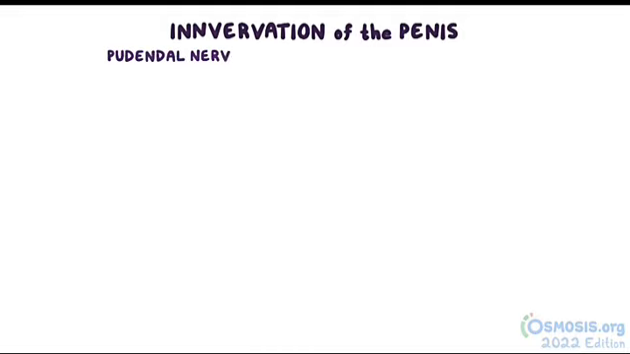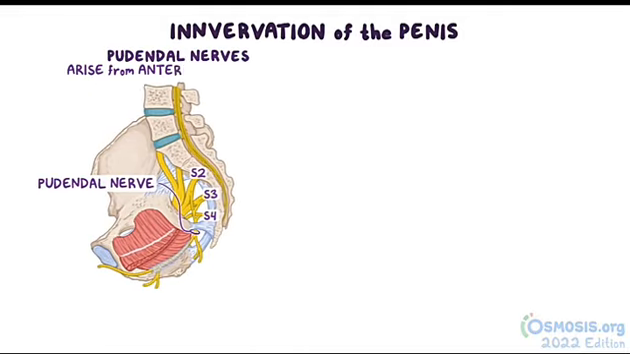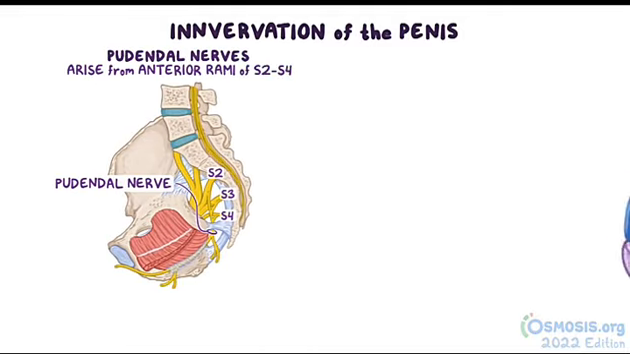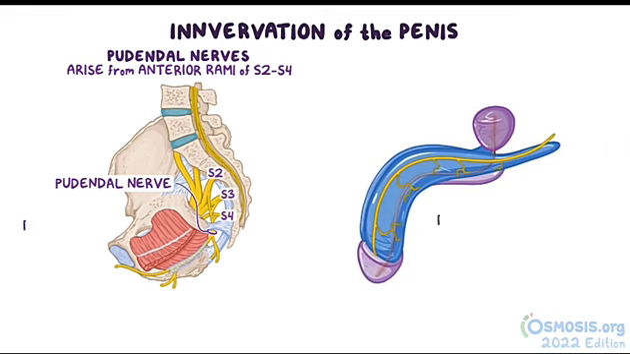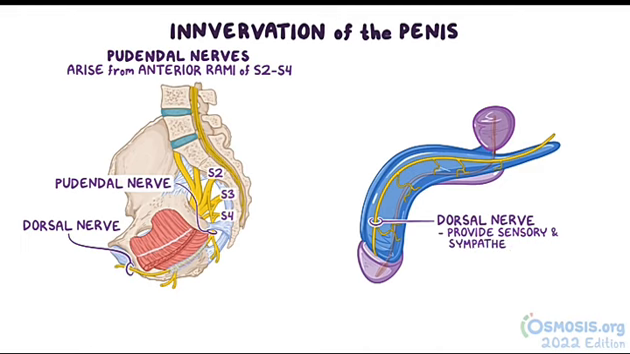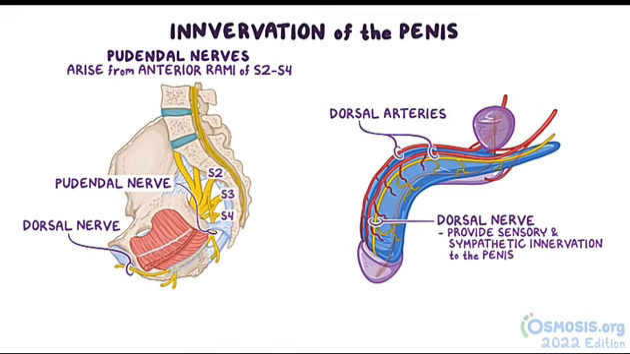All right, now let's discuss the innervation of the penis. The pudendal nerves, which arise from the anterior rami of S2 to S4, terminate as the dorsal nerves of the penis, which provide sensory and sympathetic innervation to the penis. They run lateral to the dorsal arteries on the dorsal surface of the penis and innervate the skin of the penis and glans penis.